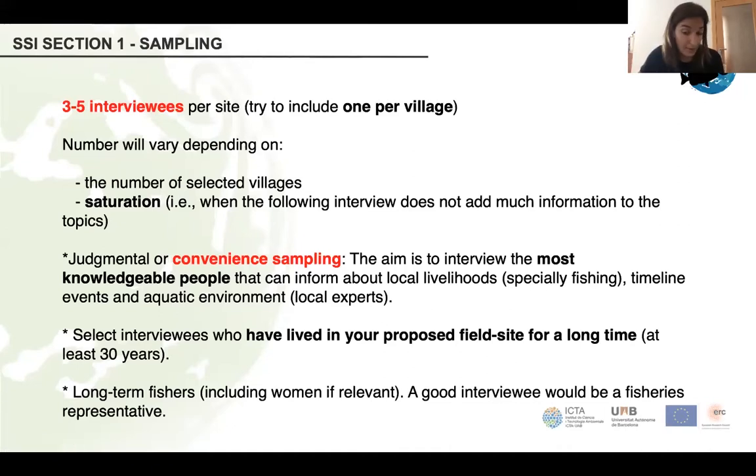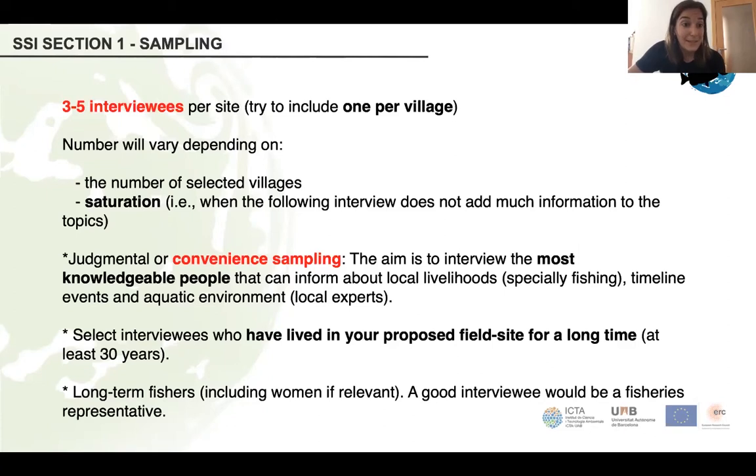For another example, a good interviewee would be a fisheries representative. If there is a cooperative and they have a leader, usually all the people go to this person with their problems, with their observations and things. So he is already a sort of data collector. You should try to aim for this kind of people.